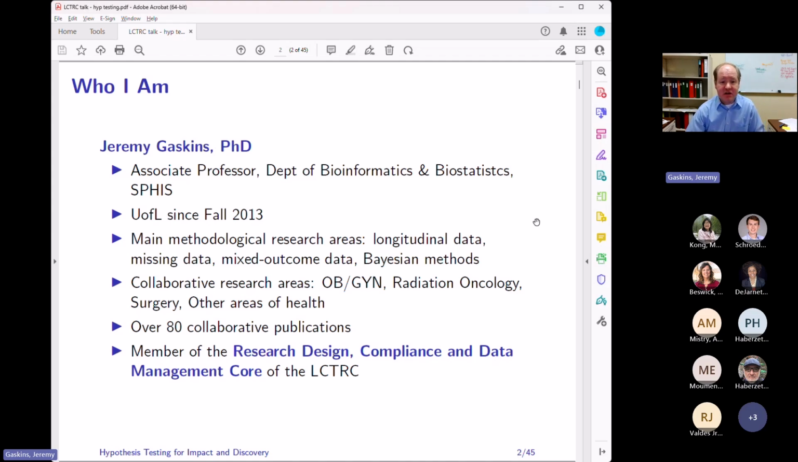But while I've been here for the last 12 years or so, I've also been highly involved in collaborative work with different groups in the School of Medicine and across campus. And that work's primarily been with OBGYN, radiation oncology, and surgery, as well as different other groups. And the reason that I am here is as a member of the Research Design, Compliance, and Data Management Core of the LCTRC.